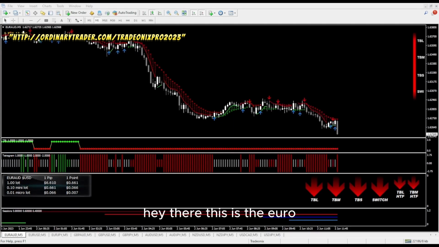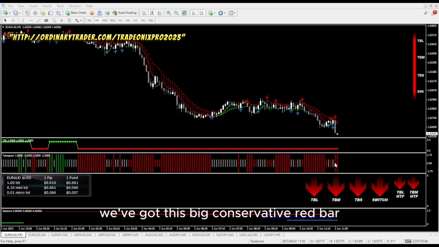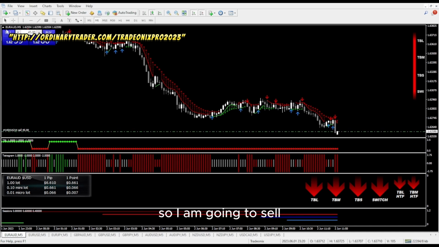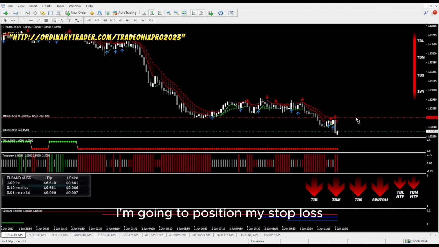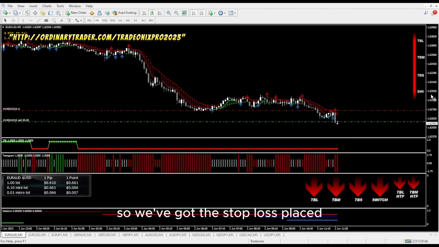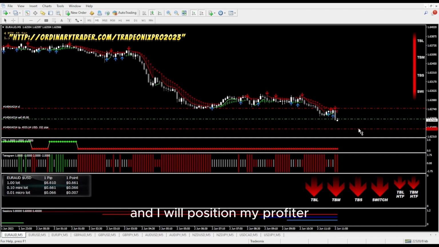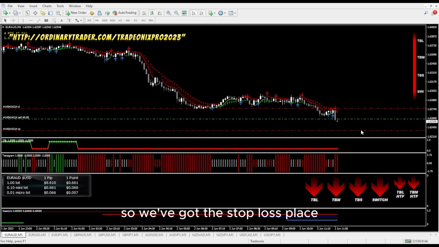Hey there, this is the Euro Australian dollar, and in just a few seconds, we're going to get a sell trade, which I am going to take. And we've got this big conservative red bar. Now, there was the signal to go short, so I am going to sell. Now, I'm in the sell trade. I'm going to position my stop loss. So we've got the stop loss placed, and I will position my profit target. So we've got the stop loss placed, we've got the profit target placed, the trade is good to go.